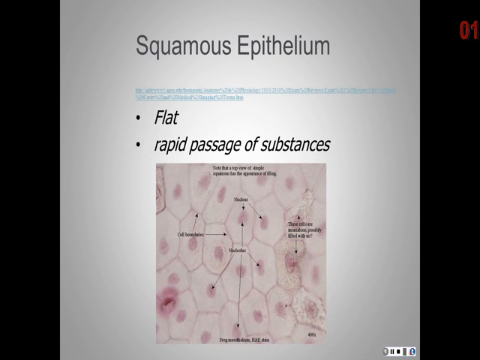Squamous epithelium is made of flat, irregular-shaped cells. This allows for the rapid passage of substances and will be found lining places where things like gases need to be moved across the surface. These are good for the rapid passage of substances.